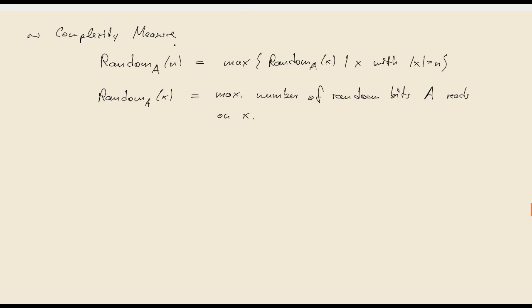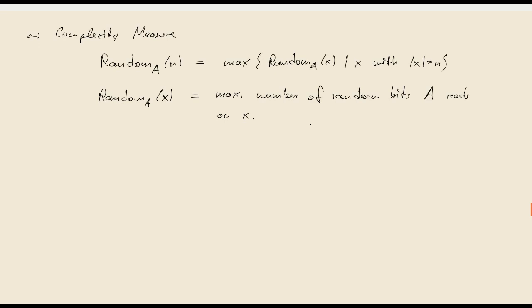Question? Yes. But then random of A of n isn't well defined, right? In what sense is random A of n not well defined? Because maybe if the number of random choices depends on the random choices, then there is no maximum. So your concern is that the number of random choices might depend on the random choices.